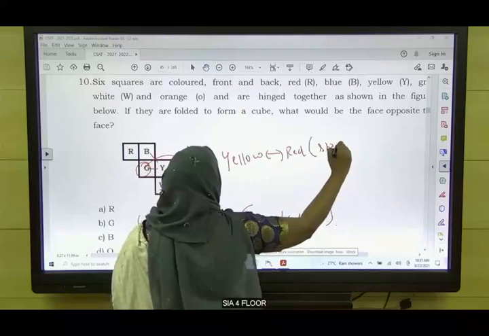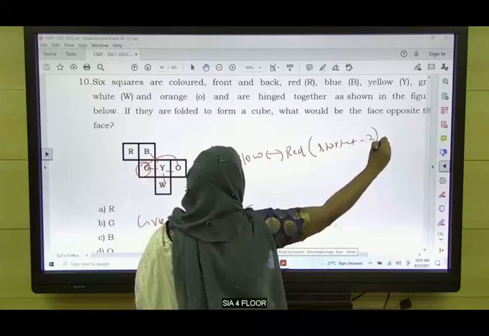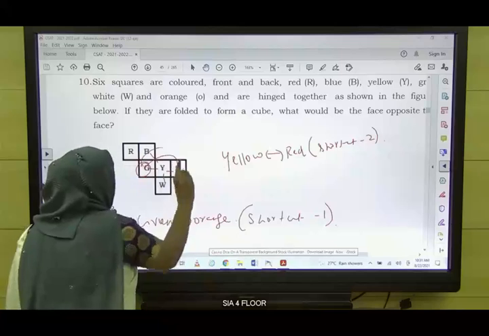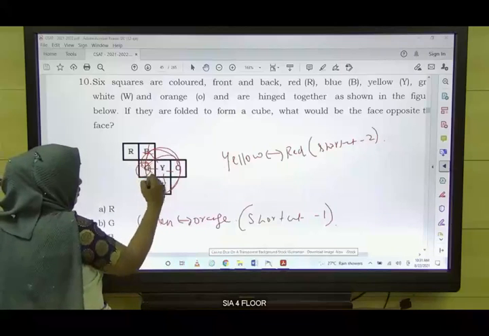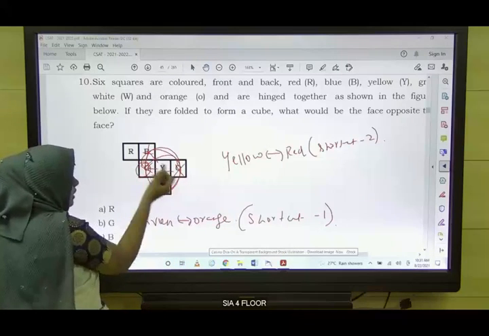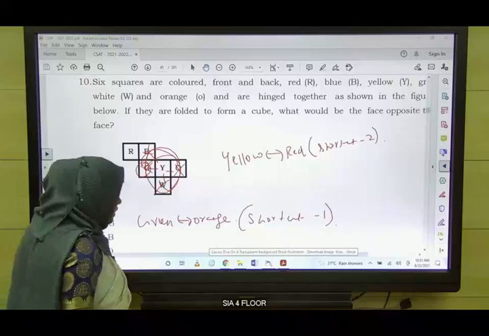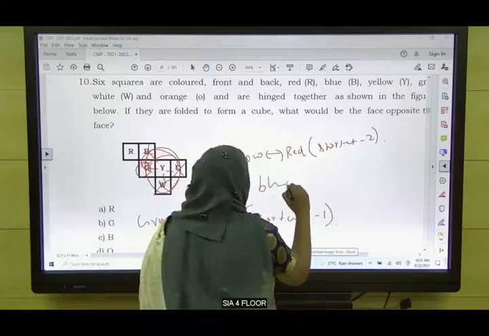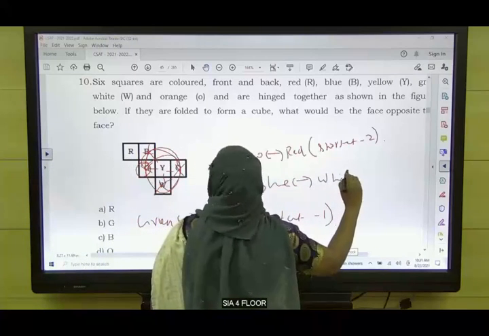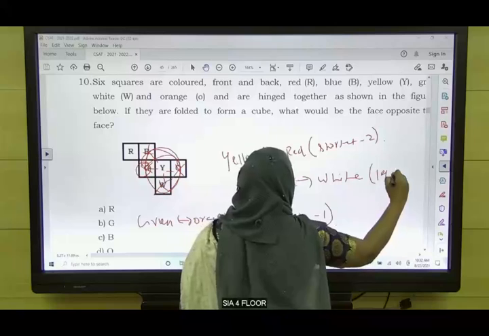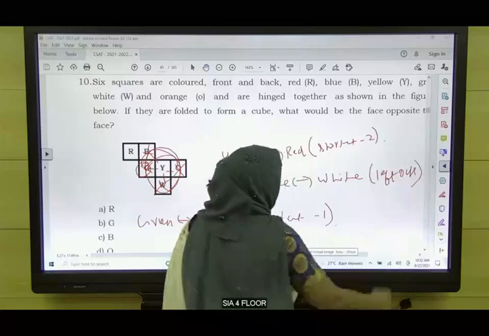So here I applied shortcut 2 to find out these two are opposites. Because yellow is connected with all the 4, you have to cancel all the 4, which means yellow and red are opposites. Then blue and white are opposites because they are the left outs. Got it?